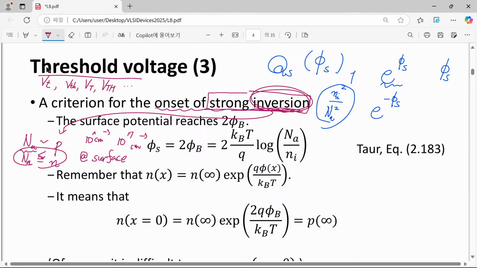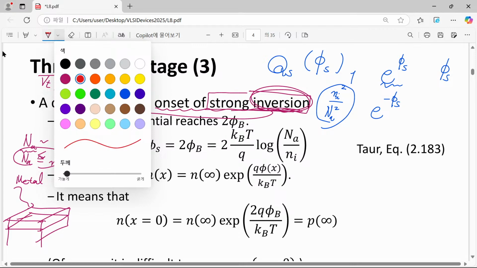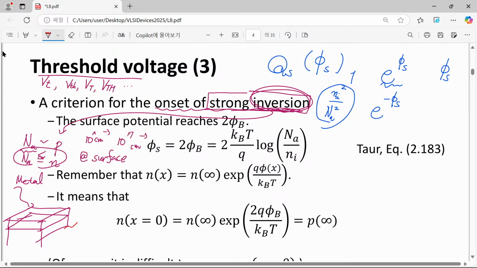So how can you make an MOS system? On top of a silicon substrate, you grow a very thin, extremely thin oxide layer, and on top of it, you also grow your metal. And this theoretical definition just asks us, please detect the density at this interface. If that corresponds to 10 to the 17, then that gate bias is the threshold voltage.